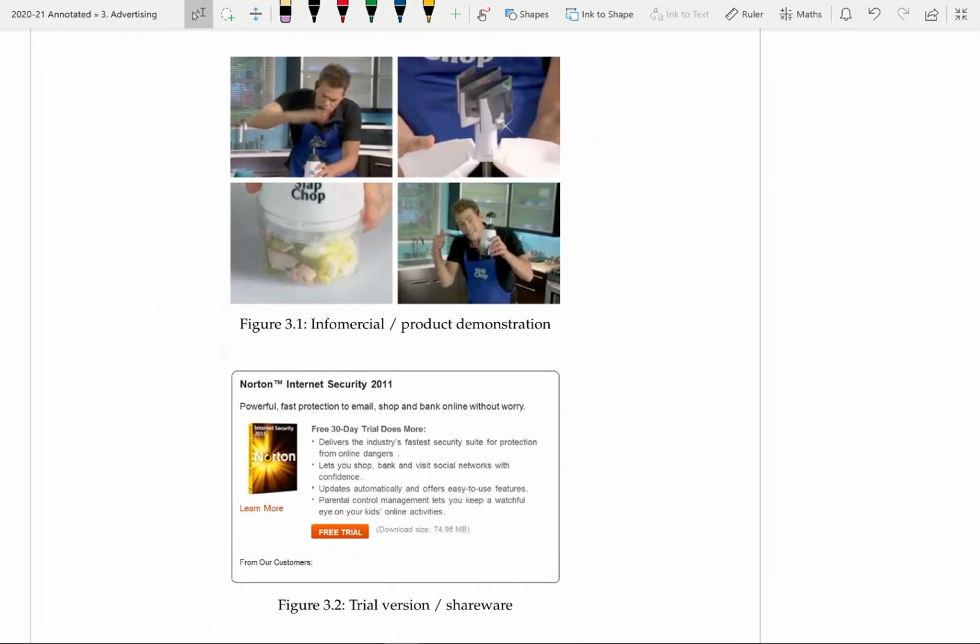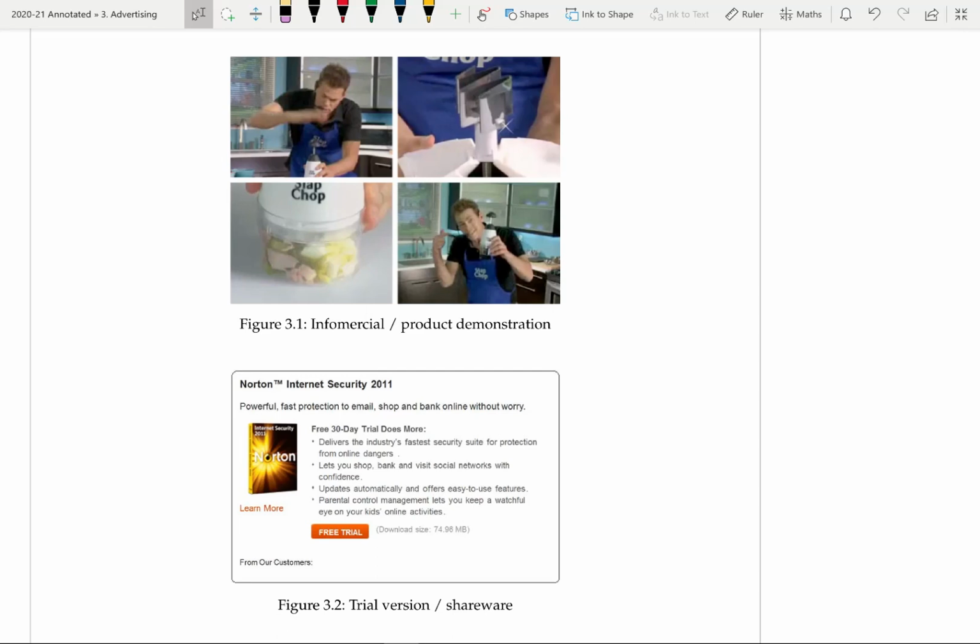In the top image here, we have an example of an infomercial where there is a product demonstration. In the image, you see Vince demonstrating the slap chop, a device for chopping vegetables and other things. And he's showing how you use it, what you can do with it, and providing a lot of other information, including about how easy it is to clean. So this is an ad with directly informative content.